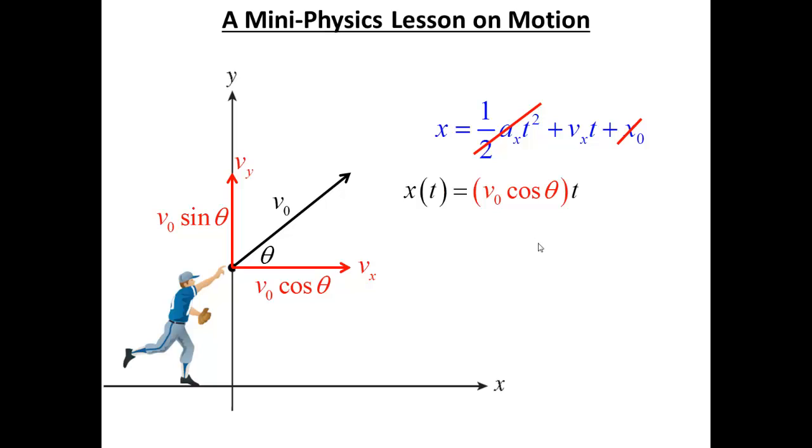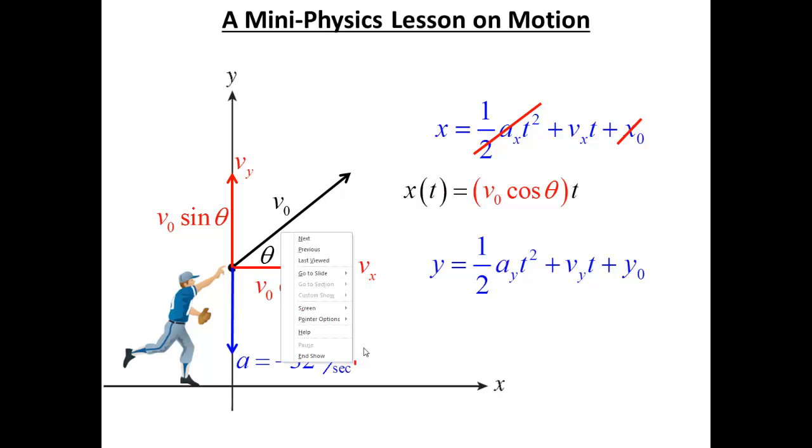We can do the same thing for y, but this time acceleration actually does matter because, of course, on planet Earth we have something called gravity, which is causing everything to accelerate straight down at a rate of negative 32 feet per second squared. Alright, now of course if you're in meters, then it would be negative 9.8 meters per second squared. But if we're sticking with feet, it's going to be negative 32.